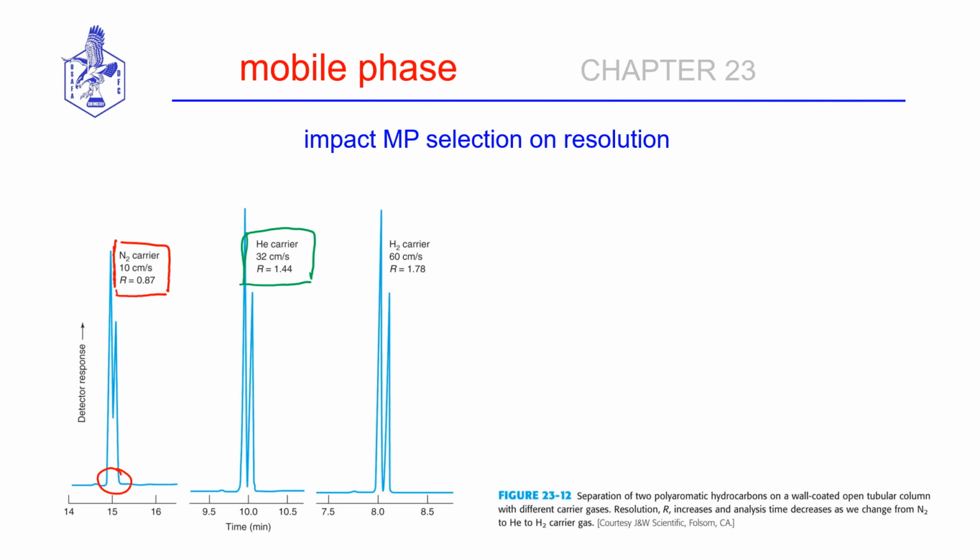And most ideally, had we elected to use hydrogen as our carrier gas, okay, using a much faster flow rate, 60 centimeters per second, we have a nice, good, clean separation with a resolution of 1.78.